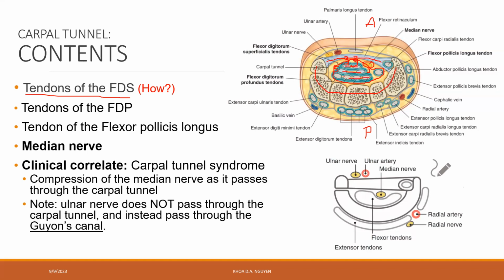And deep to that, you have the tendons of the flexor digitorum profundus. These 4 right here. You also have the tendon of the flexor pollicis longus. That's right here. And alongside those tendons, you also have their sheaths, the tendon sheaths, as well as bursae that basically surround these tendons. And these tendons share the space inside the carpal tunnel with an important nerve, which is the median nerve. That is the median nerve right here.